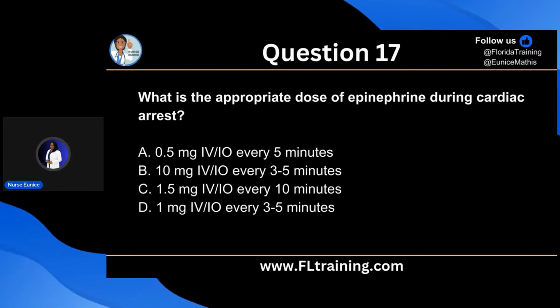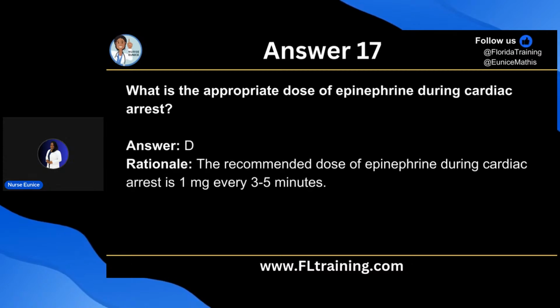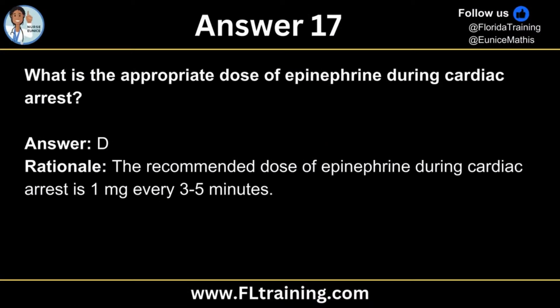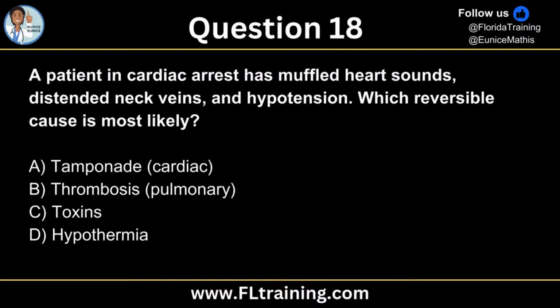All right, revealing the answer. 3, 2, and I am so proud of you. Congratulations. You got that right. You rock. It is D. You're going to give a dose of epinephrine, 1 milligram IV or IO every 3 to 5 minutes. And again, a rule of thumb is you'd administer it every other cycle.